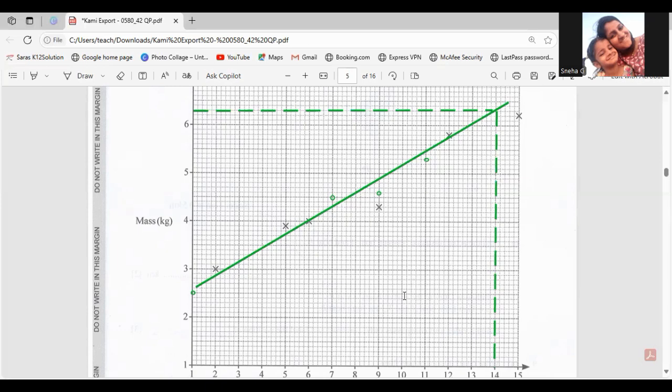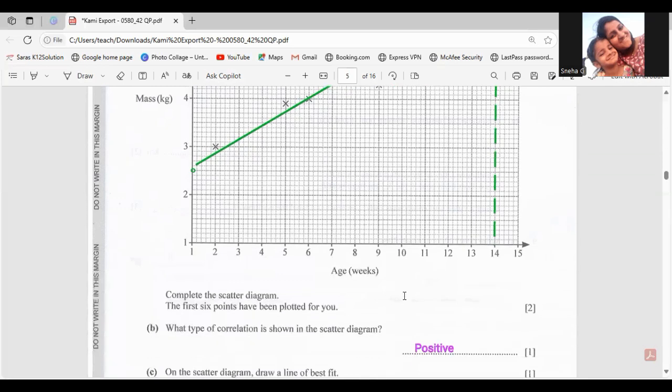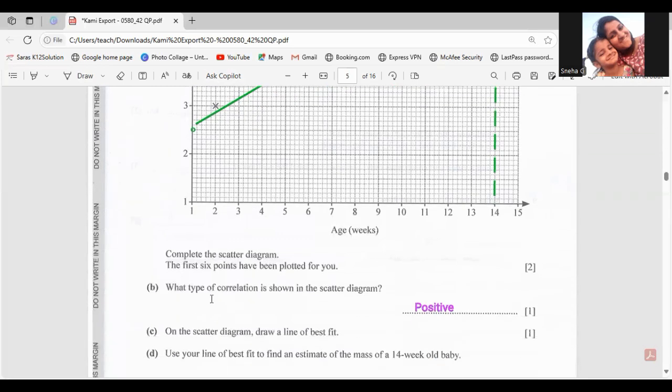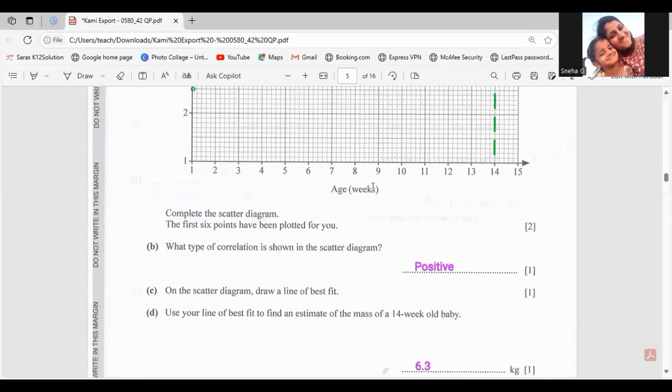After plotting the points, what we do next is we draw a line of best fit. First 6 points were plotted. I plotted the other 4 points. Then I have done the line of best fit also. Let's solve these questions further. What type of correlation? It is a positive correlation.